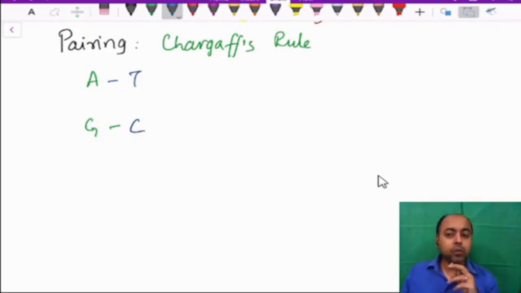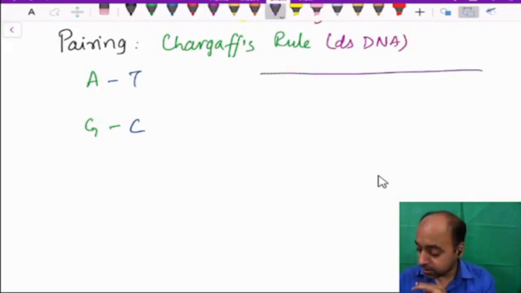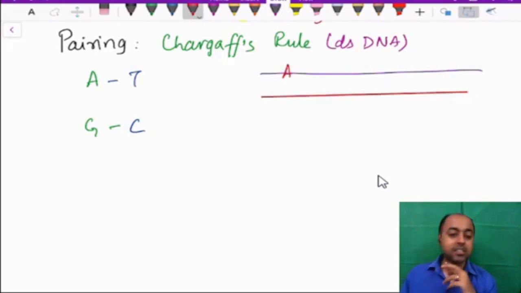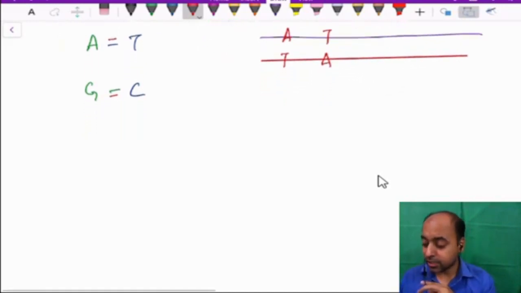If you talk about Chargaff's rule in the double-stranded DNA, what follows is like this. See, we have the double-stranded DNA. So every time there is an adenine on one strand, we'll have a thymine on the second strand. If we have adenine on the second strand, we are going to have a thymine on the first strand. So in double-stranded DNA, the amount of adenine will be equal to amount of thymine. Similarly, the amount of guanine will be equal to the amount of the cytosine. Alright, so this is the interpretation of Chargaff's rule for double-stranded DNA.